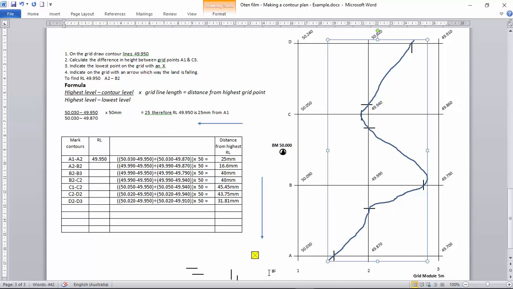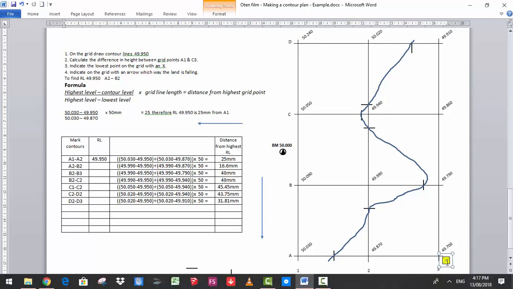The only other thing we have to do, we have to drag this X to the lowest point on the grid, which is our 49.7. Okay, and we put it there. 49.7 is because that's above sea level. That's 49.7, 49.8, 50. So that's the lowest point there.